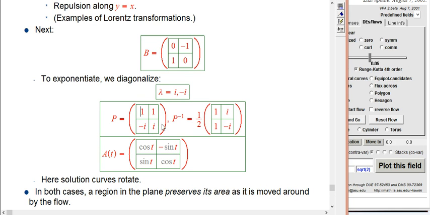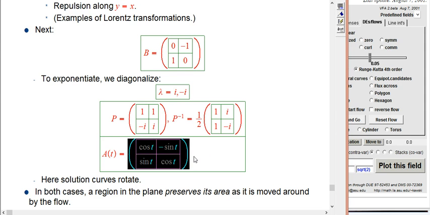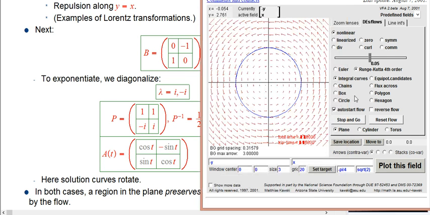And if you put this all together, you're going to get e to the it, e to the minus it. You put it all together, you get exactly cosine t, minus sine t, sine t, cosine t. This is the rotation matrix. This is the matrix that takes any point in the plane and rotates it by t radians. And that's exactly what this is doing.